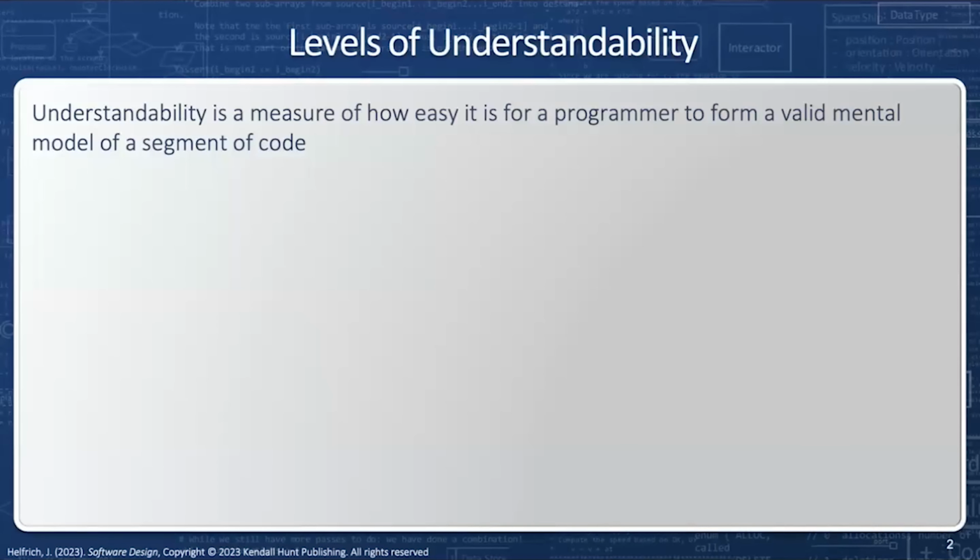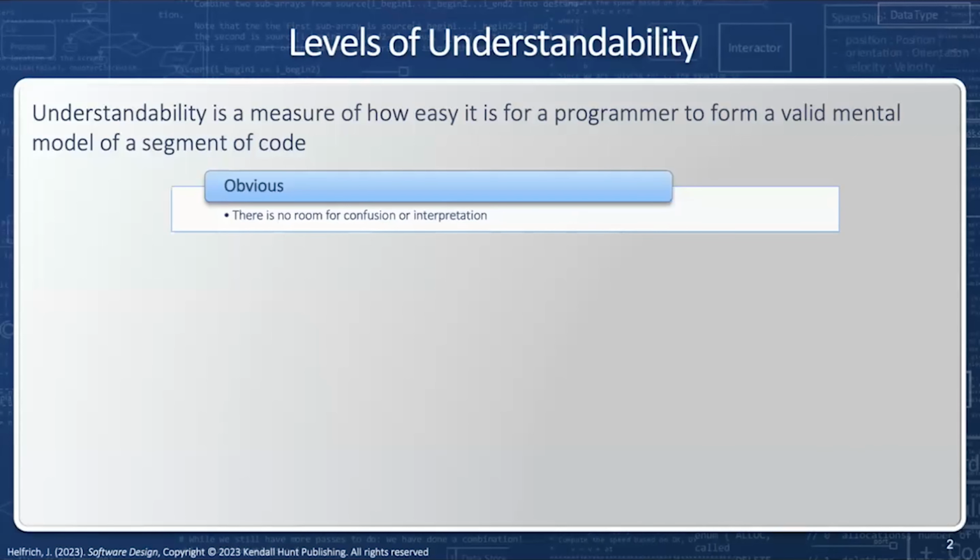Okay, so first, what is understandability? Understandability is a measure of how easy it is for a programmer to form a valid mental model of a segment of code. And there are several levels. The first one is obvious, and this is the best. There is, quote, no room for confusion. There is, quote, no way anyone can misunderstand. And if you look at the code with that perspective, and it's impossible for anyone to misunderstand, then you probably have obvious. But of course, you'd be surprised.